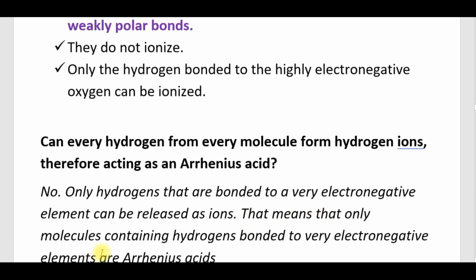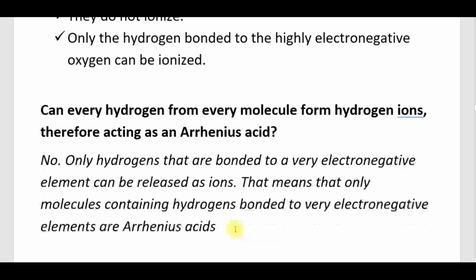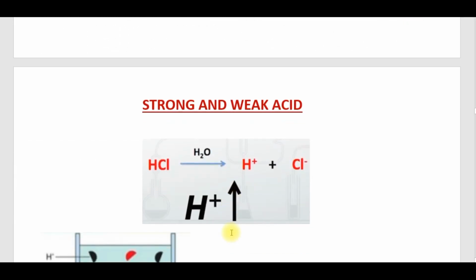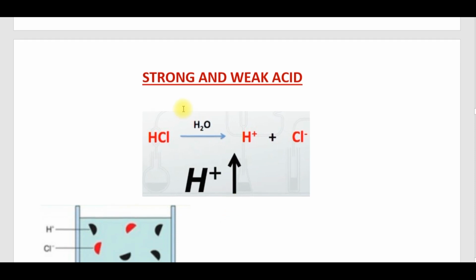That means that only molecules containing hydrogen bonded to very electronegative elements are Arrhenius acids, and all other acids cannot be considered as Arrhenius acids. Then what is a strong and weak acid? I already discussed what a strong acid and a weak acid are. Strong means ionized completely. Weak means ionized partially.